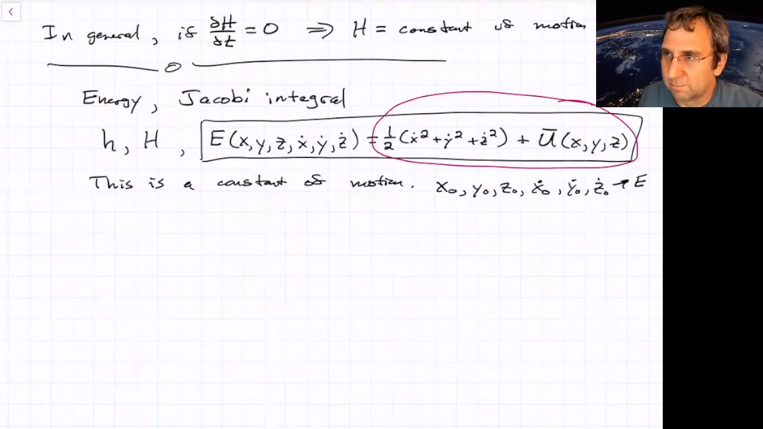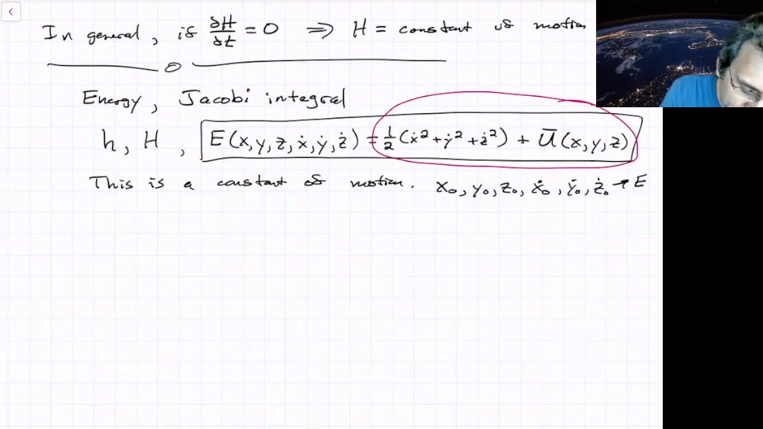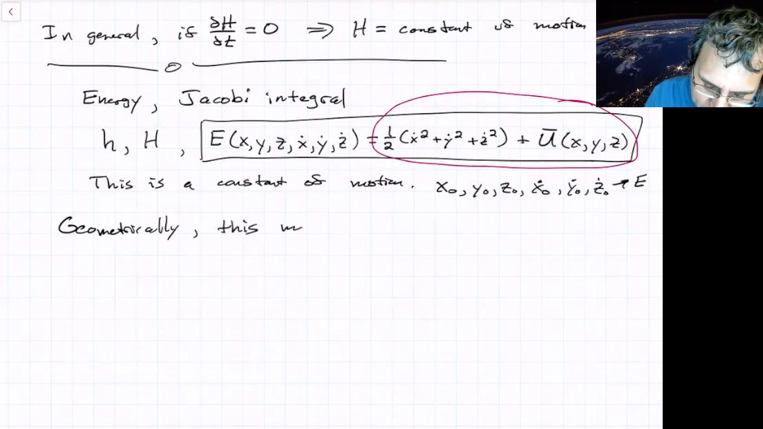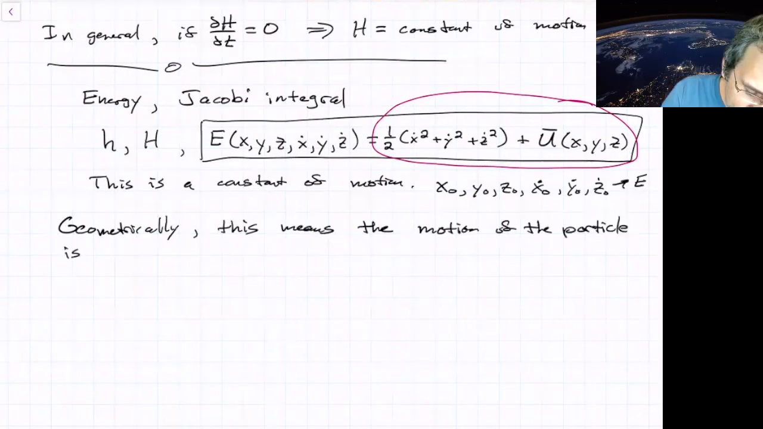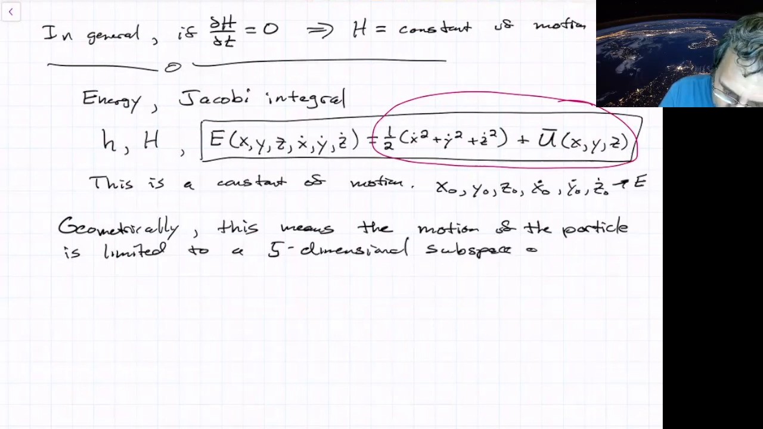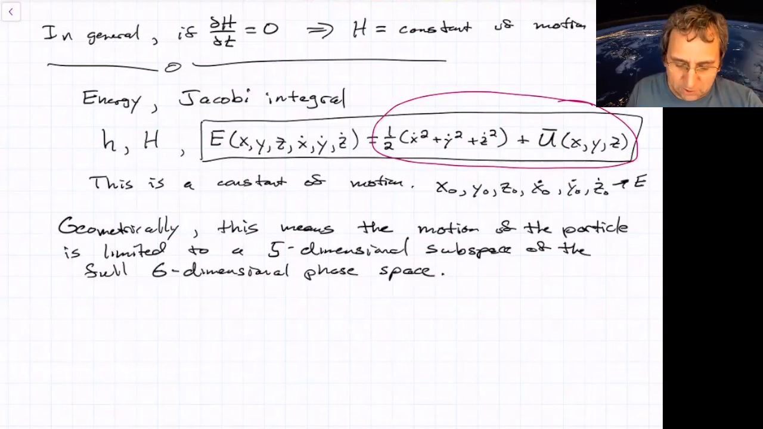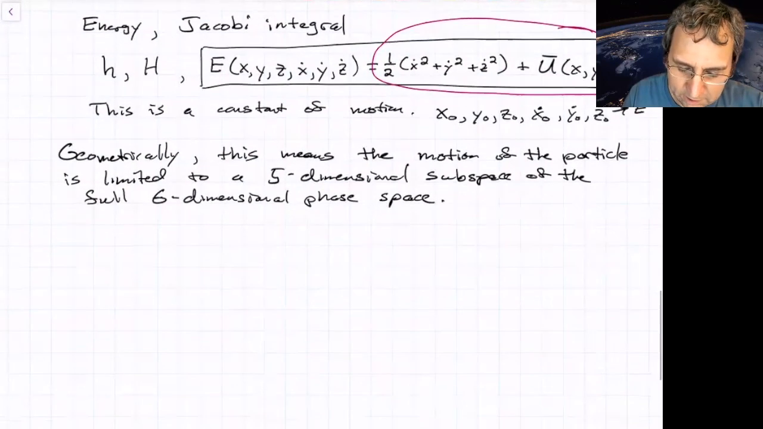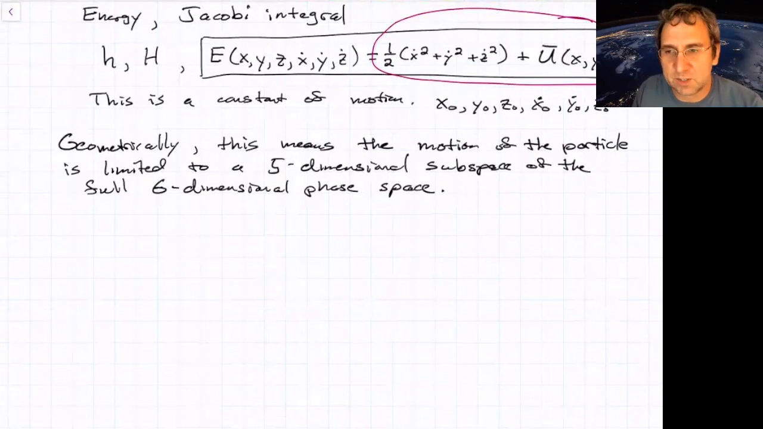Geometrically, and that's how I'm going to interpret a whole bunch of things, what does a constant of motion mean geometrically? This is without using any power or propulsion. Geometrically, this means the motion of the particle is limited to a 5-dimensional subspace of the full 6-dimensional phase space. And maybe you're thinking, big deal, but it is kind of a big deal. We're not used to thinking in terms of 6 dimensions. We think in terms of 3 dimensions.